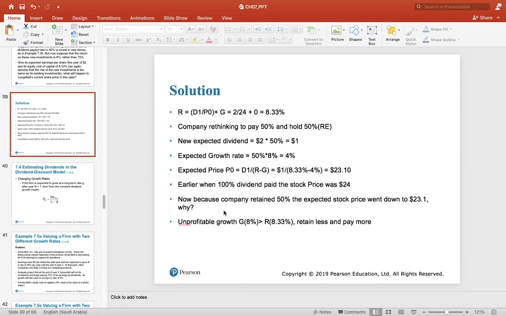When it is unprofitable growth, the company should retain less and pay more. In the previous clip, it was written opposite, retain more, pay less. That is for profitable growth. For unprofitable growth, it is retain less, pay more. The company should not keep anything. We have discussed this in the previous discussion.